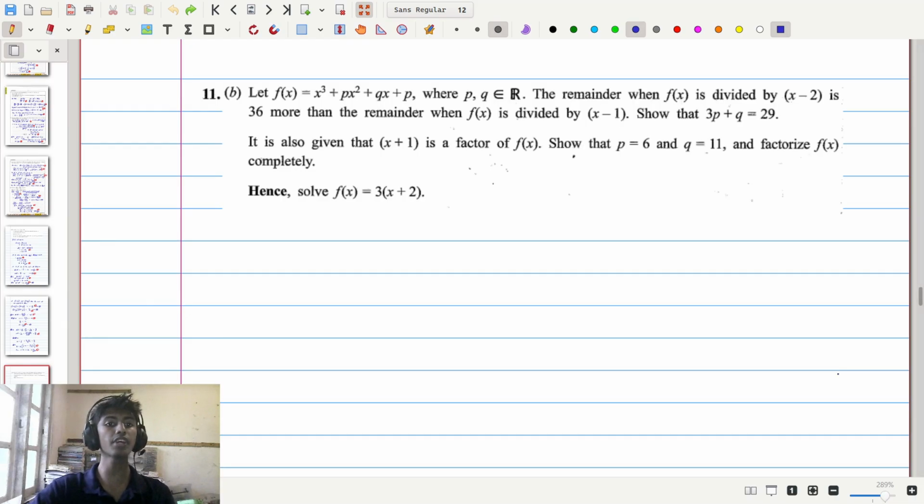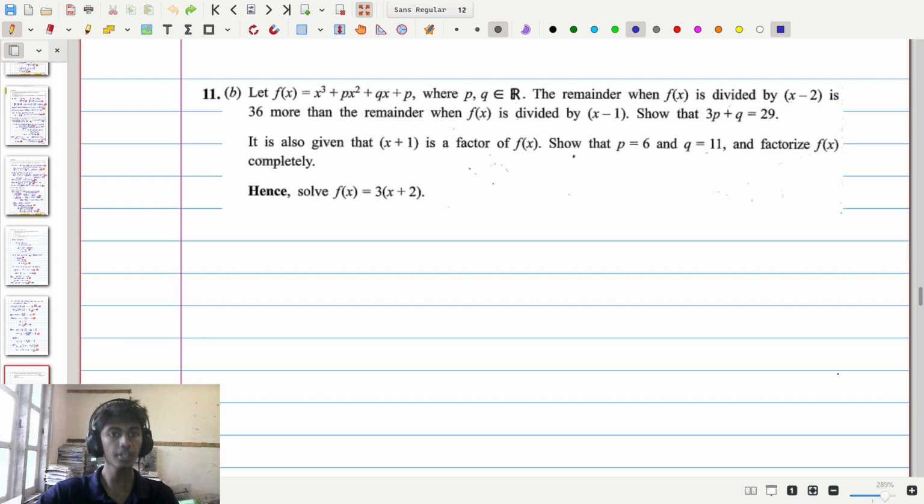The question says, let f(x) be equal to x cubed plus p x squared plus q x plus p, where p and q are real numbers. It then says the remainder when f(x) is divided by x minus 2 is 36 more than the remainder when f(x) is divided by x minus 1. Given this information, we are asked to show that 3p plus q is equal to 29.